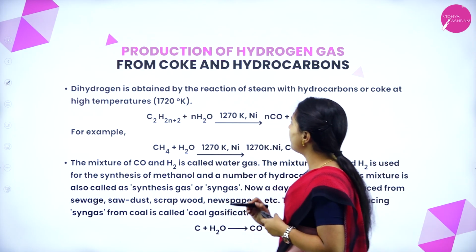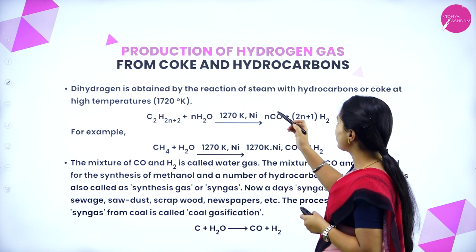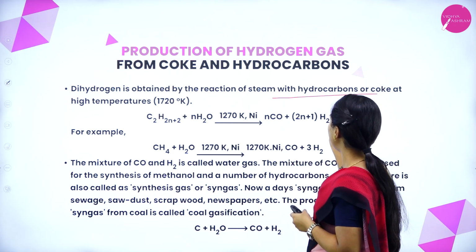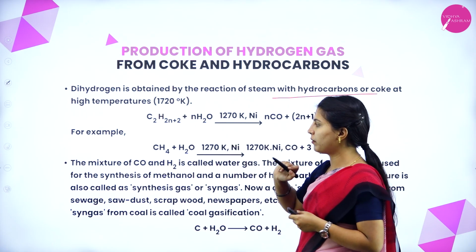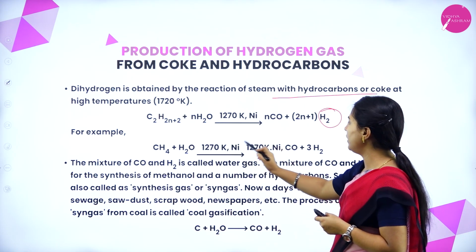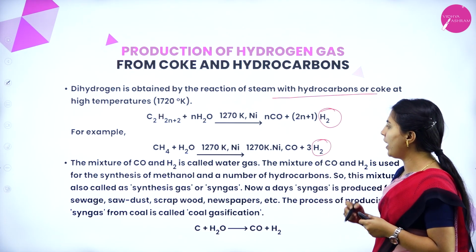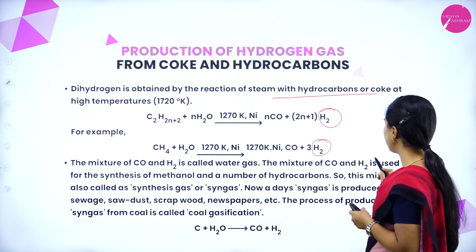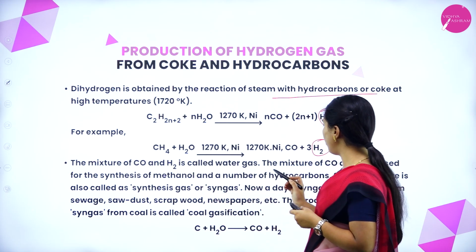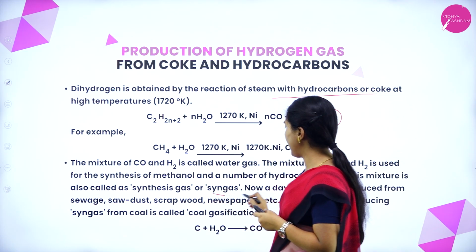Next, dihydrogen is obtained by the reaction of steam with hydrocarbons or coke at high temperatures. When steam reacts with hydrocarbons or coke at high temperature, hydrogen will be liberated. See here, methane when treated with water at a temperature of 1270 Kelvin with nickel gives carbon monoxide plus H2. The mixture of CO and H2 is called water gas. The mixture of carbon monoxide and H2 is used for the synthesis of methanol and a number of hydrocarbons. So this mixture is also called synthesis gas or syngas.